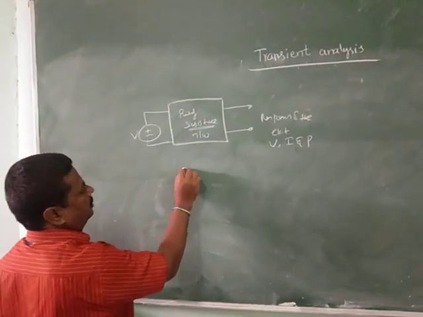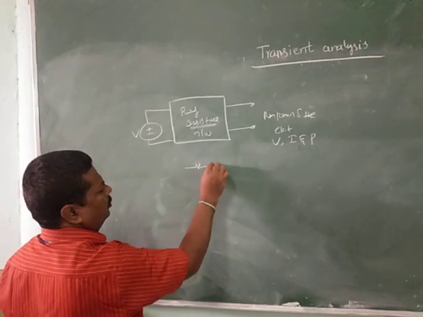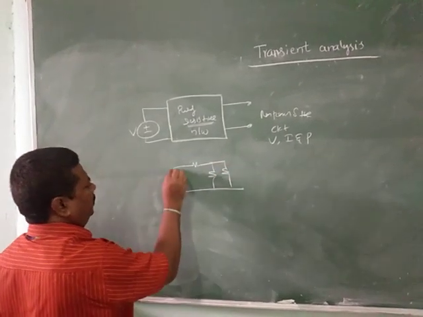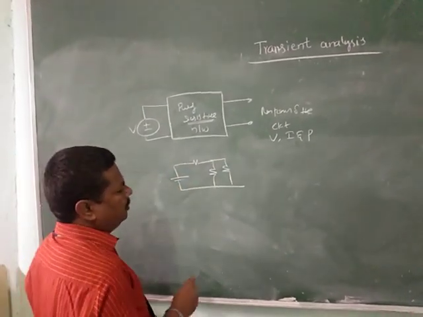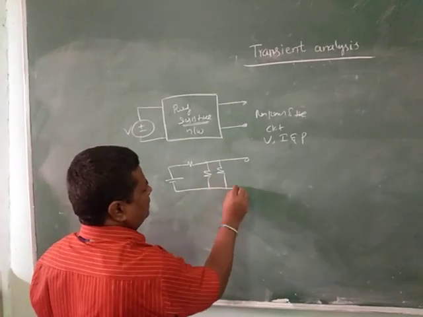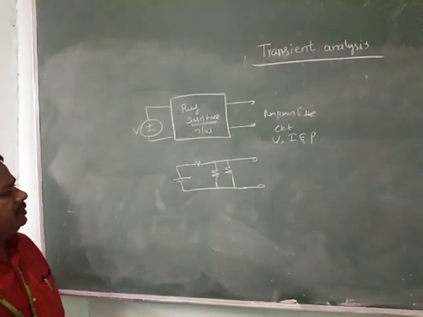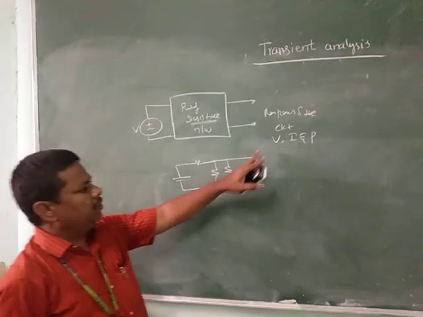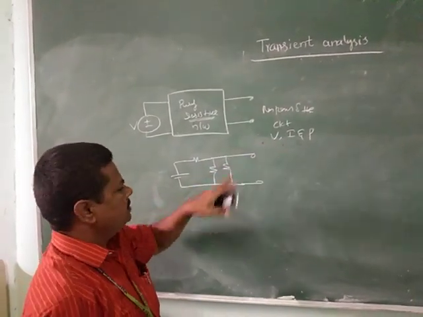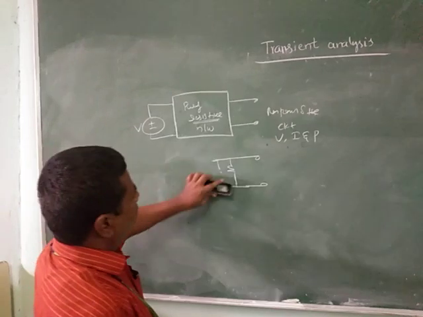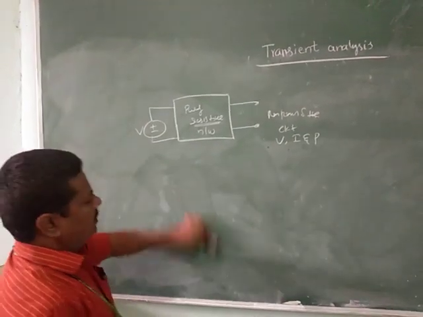That means a circuit consists of only resistors, whatever may be the combination. By applying KVL and KCL analysis methods, we find the voltage, current and power across each and every element. Right? Now we are coming to transient analysis.